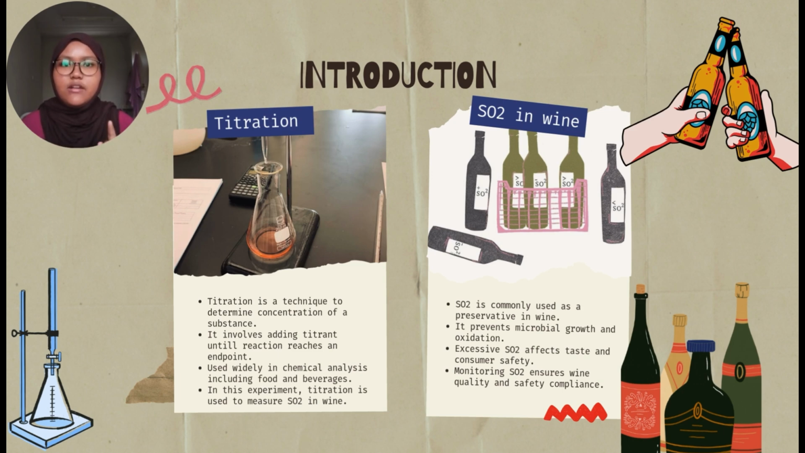Okay, next, sulfur dioxide is a colorless gas with a strong sharp smell. It's commonly used as a preservative and antioxidant in many food and beverage industries. In wine, SO2 prevents spoilage and stops the wine from turning brown and changing flavor. However, too much SO2 can be harmful to health, so the amount must be controlled and tested properly.